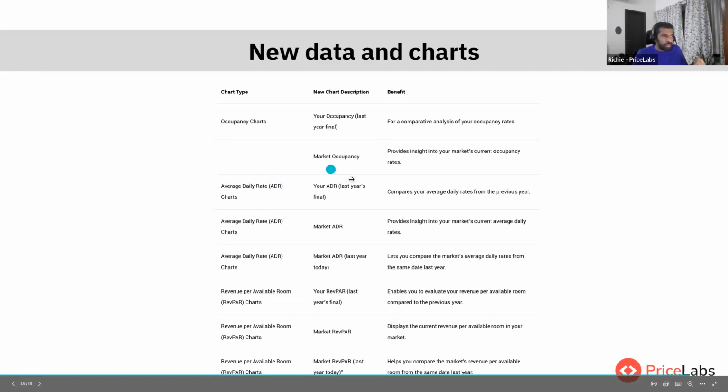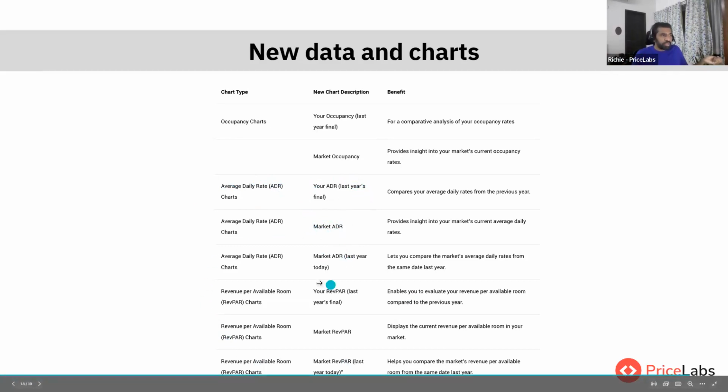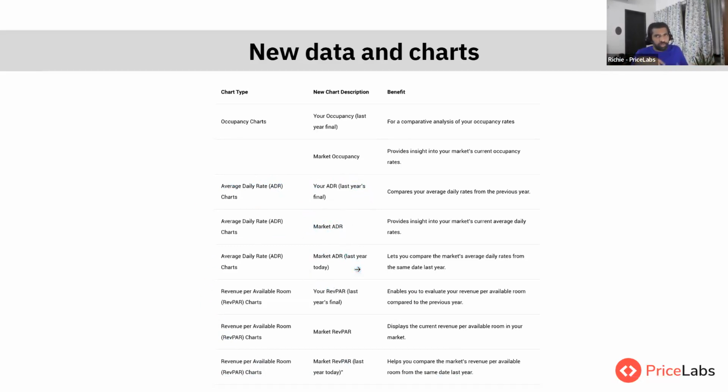For ADR, again, you can compare how you're doing compared to last year. It allows you to see, would you be doing better or worse, right? You can also compare against market ADR for a very similar reason. Is it my listing or is it the market? You can also see market ADR last year today to understand, because as the days go by, average daily rate keeps evolving. So it helps you to understand, compared to last year today, how are we doing?